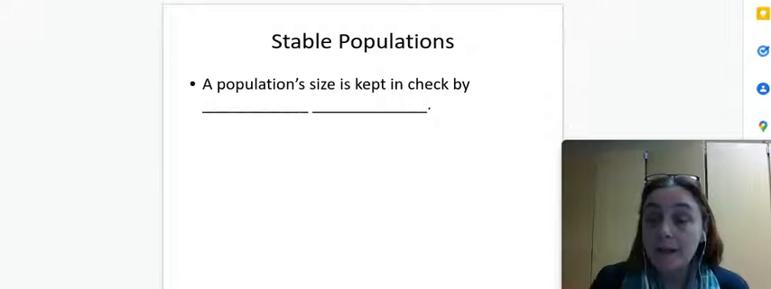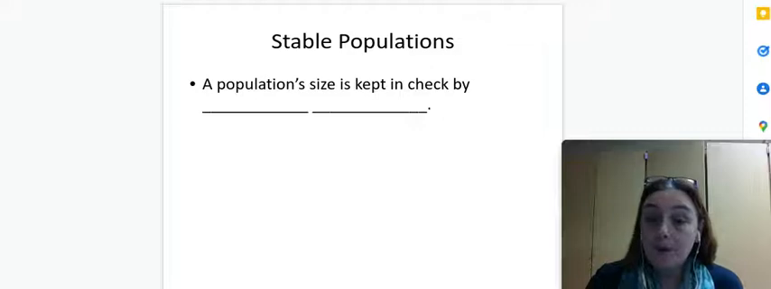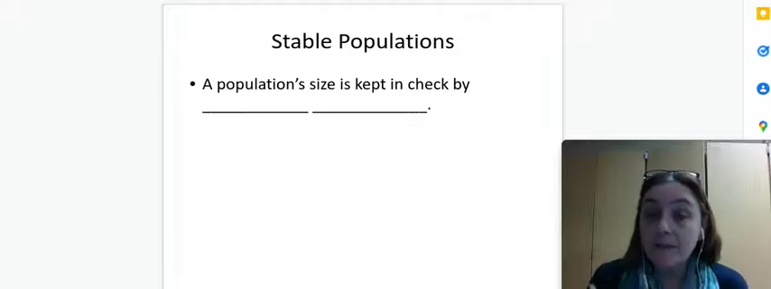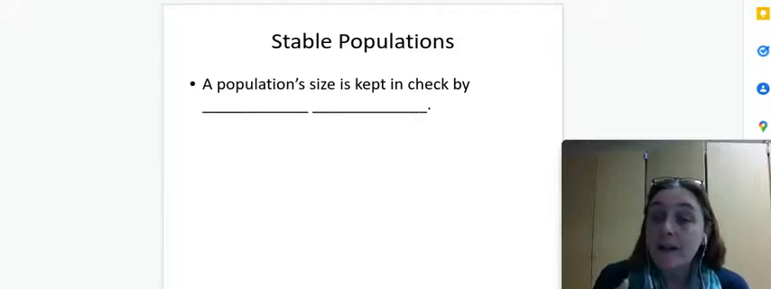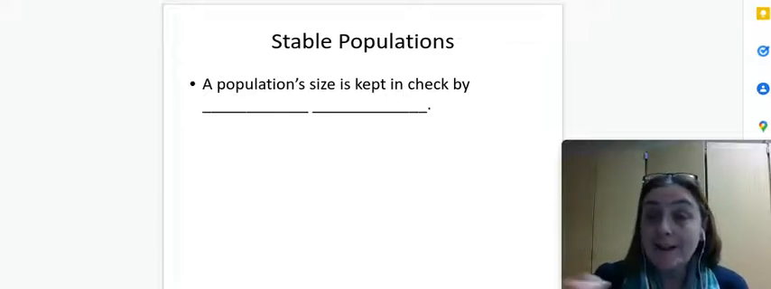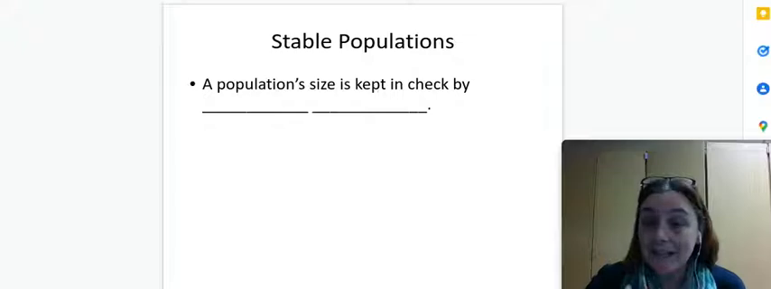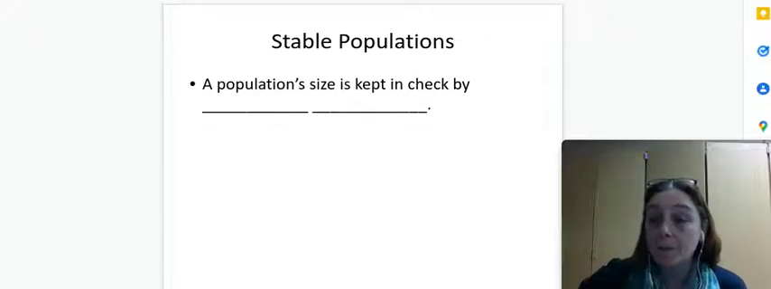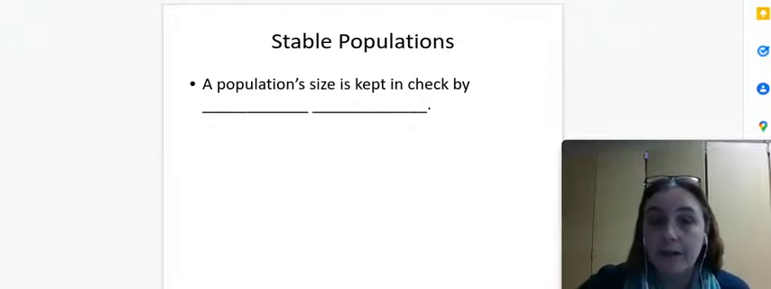A population is a group of individuals within the same species in a particular area. The number of them that an environment can sustain is very specific, and the population cannot get beyond that. So there's a stable population, which is a number of individuals in a particular area.